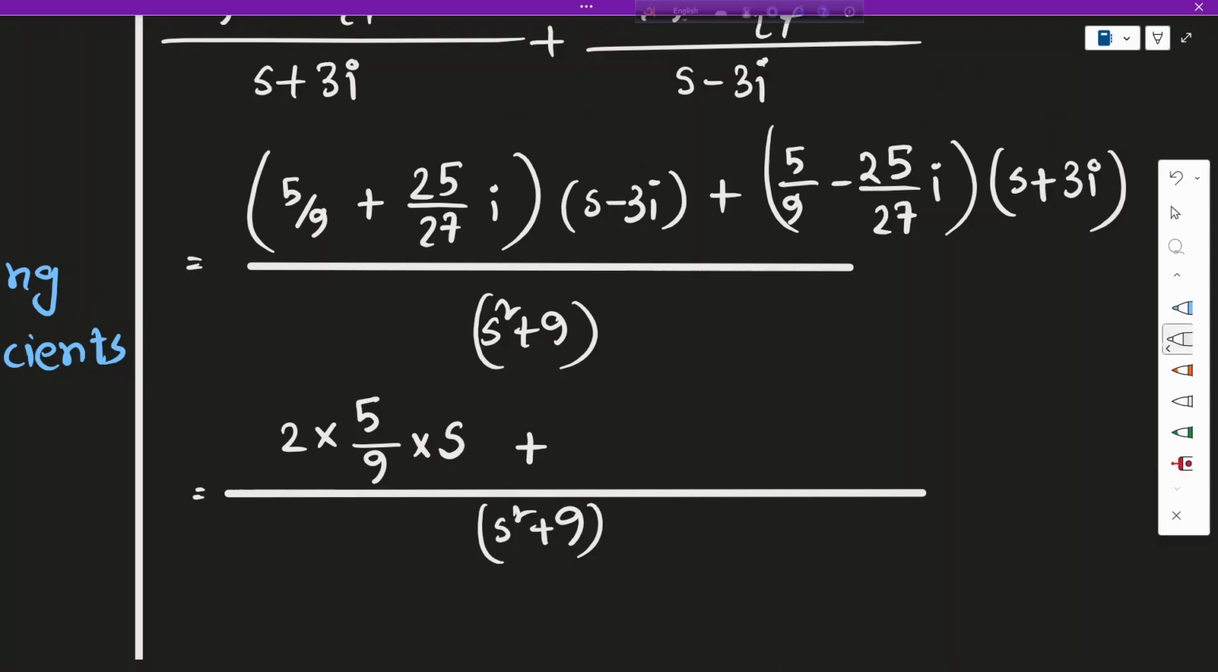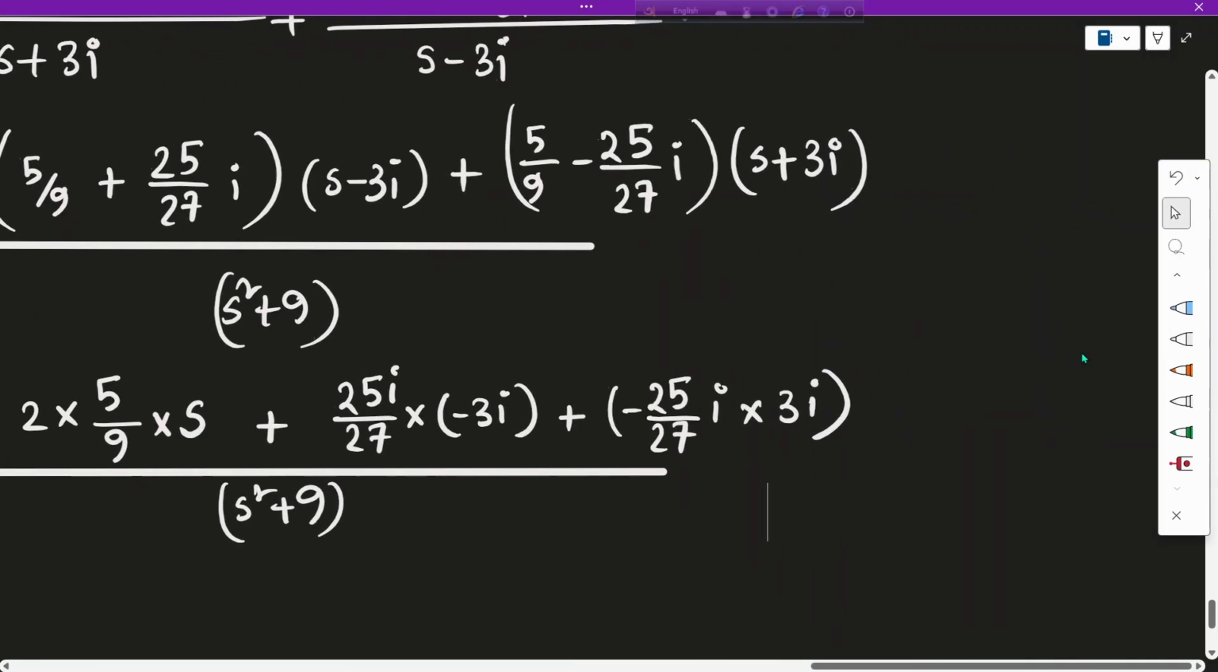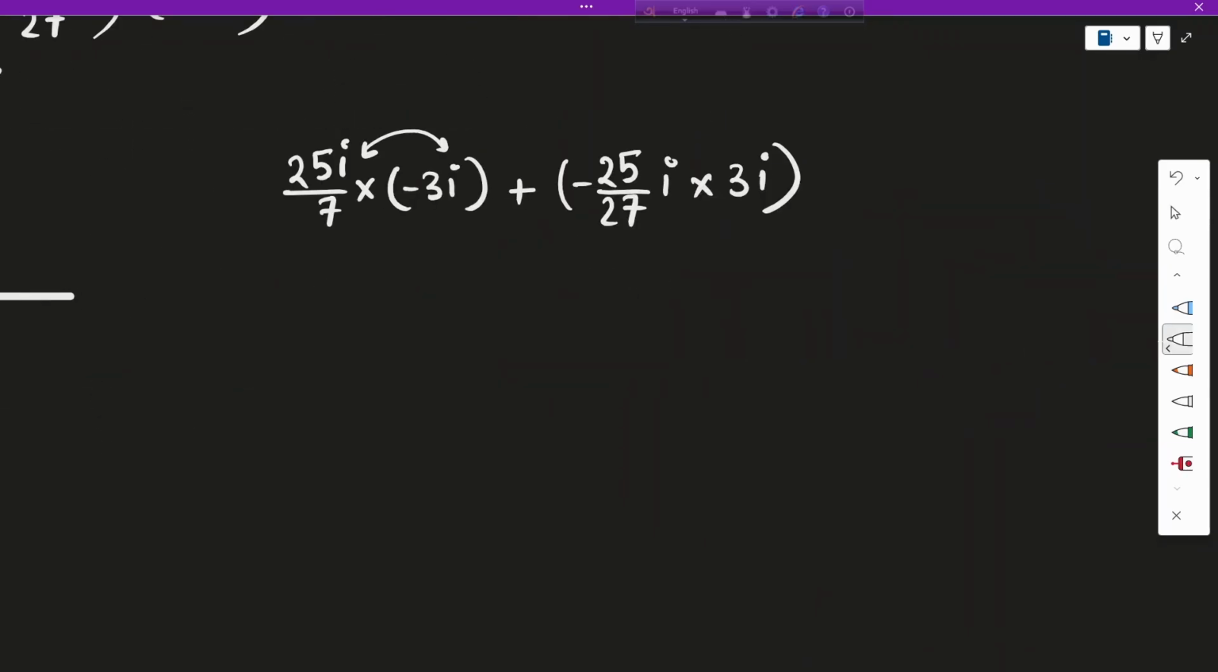All right. So we have got 25 by 27 times negative thrice i. There is an i here. Plus we get a negative 25 by 27 times i times thrice i. So what does this expression give us? The i and i multiplied together, i squared is equal to minus 1. We all know that, hopefully. So this is going to give us minus 1. There is also another extra negative here, so negative is going to be positive.